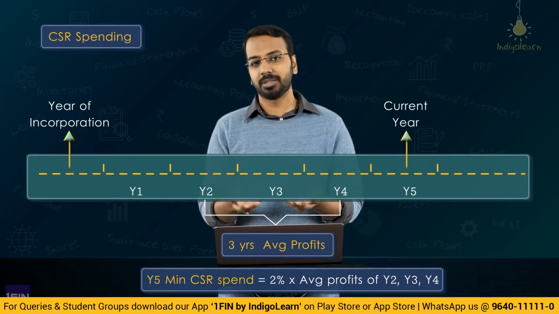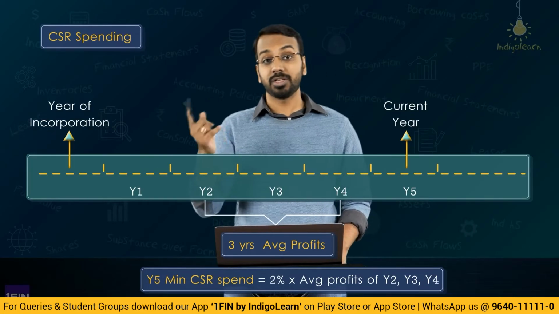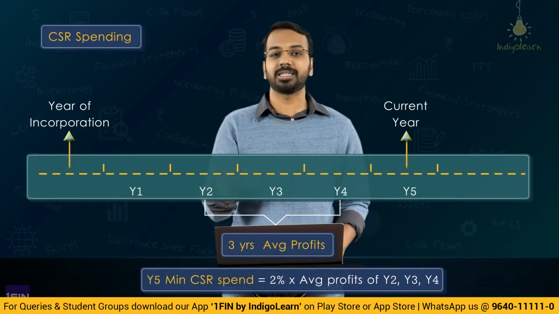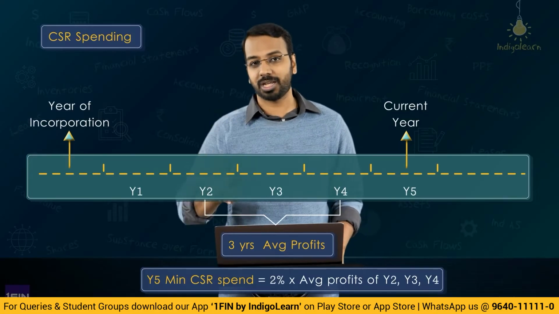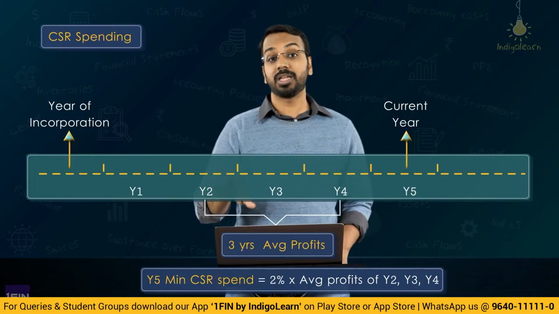Now, for example, this company was formed in year 3. Then you have to spend the average of year 3 and year 4 in year 5. Provided in the preceding year, that is in year 4, you meet one of those 3 conditions. Sir, if you do not meet one of those 3 conditions in preceding year, then no need to spend. Sir, what if there is loss?